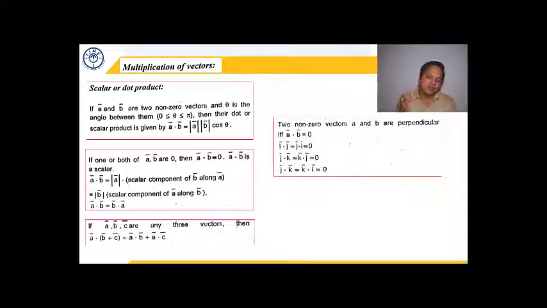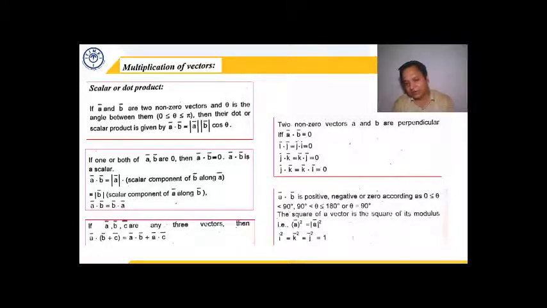Then I dot J is equal to J dot I, which is equal to 0. They are perpendicular unit vectors. J dot K is equal to K dot J is equal to 0, and K dot I is equal to I dot K, which is also equal to 0. They are perpendicular unit vectors. So the dot product comes out to be 0.